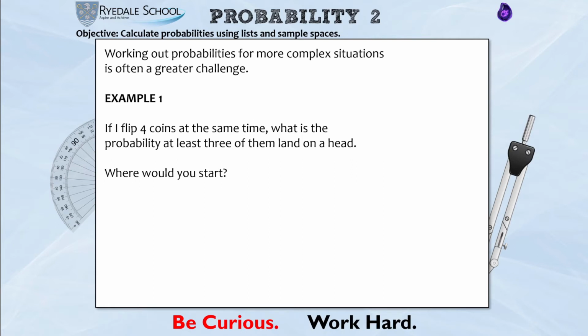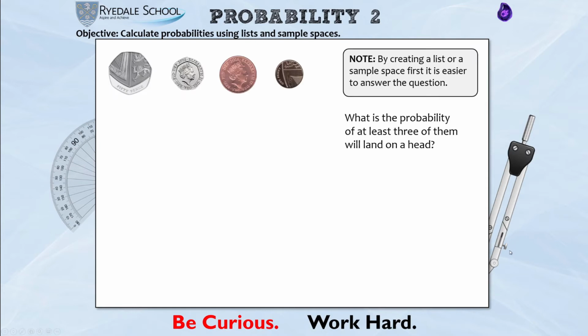How many different things can happen when I flip those 4 coins? That is what we need to consider. We need to make a list and figure that out. So let's imagine I had 4 different coins. And the reason why I'm going to talk about 4 different coins in a minute is quite important.